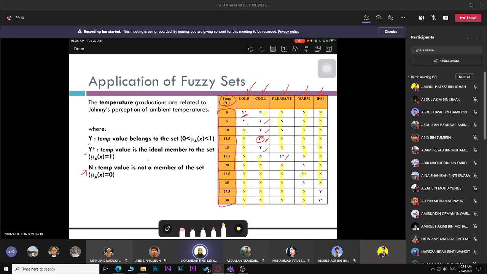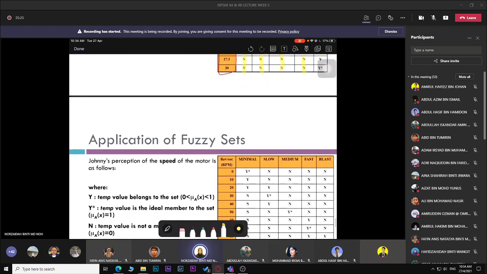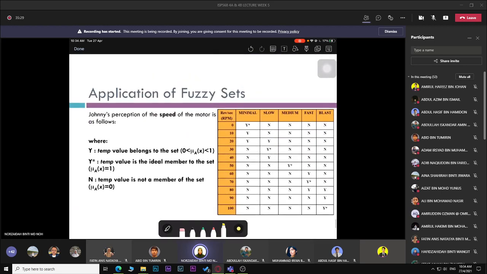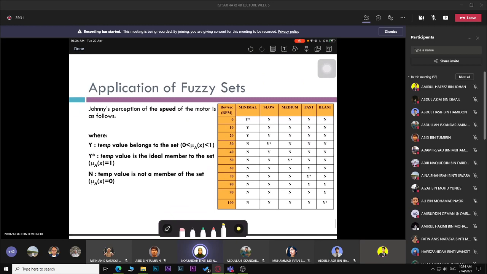Kalau you buat sistem, kalau you nak memuaskan hati user you, so you have to identify how does your user perceive your temperature lah. Okay, clear dekat sini? Bila you dah come out dengan yang ni, baru you plotkan dia ke dalam graph. Okay, ini Johnny punya perception of speed. Dia pasang kipas motor laju ni, dia kata yang mana minimal, mana slow, medium, fast and blast.